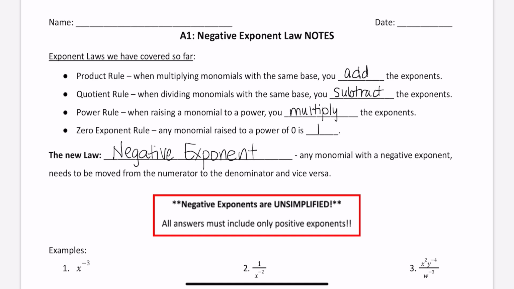Okay, so when you're using all these other laws, the product, quotient, or power rule, and you end up with a negative exponent, we don't like that. Negative exponents are unsimplified. Remember, the name of the game is simplifying these monomials. So if your exponent becomes negative, we have to take care of that. How you do that is you take the base. If it's in the numerator, you move the base that's being raised to the negative exponent to the denominator, and vice versa. If you have a negative exponent in the denominator, you move it to the numerator.